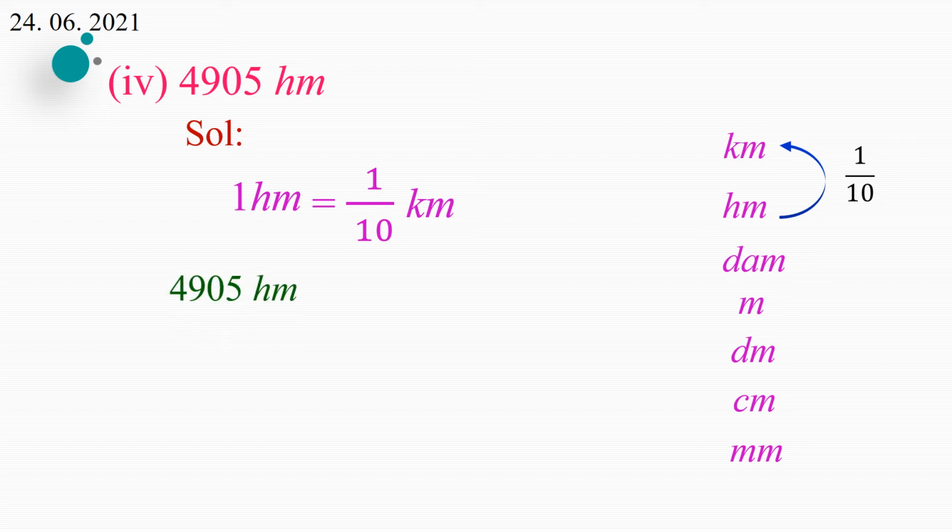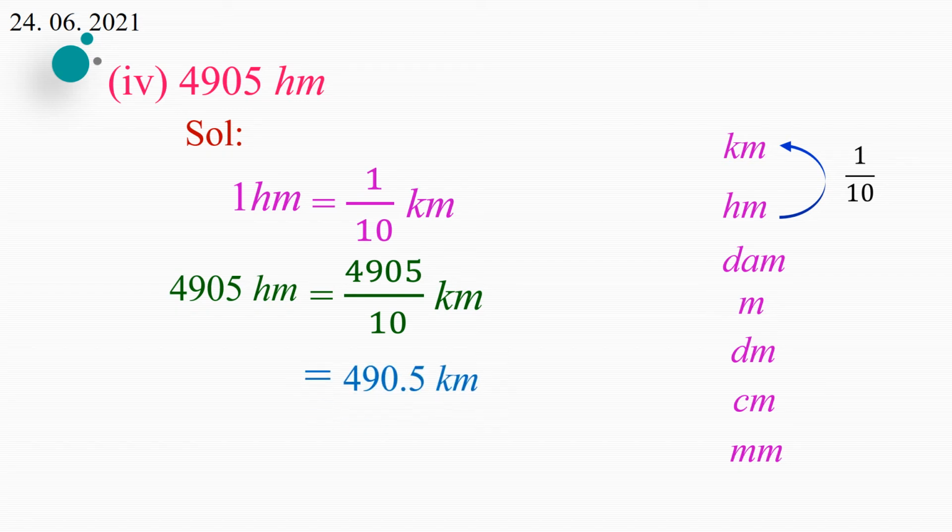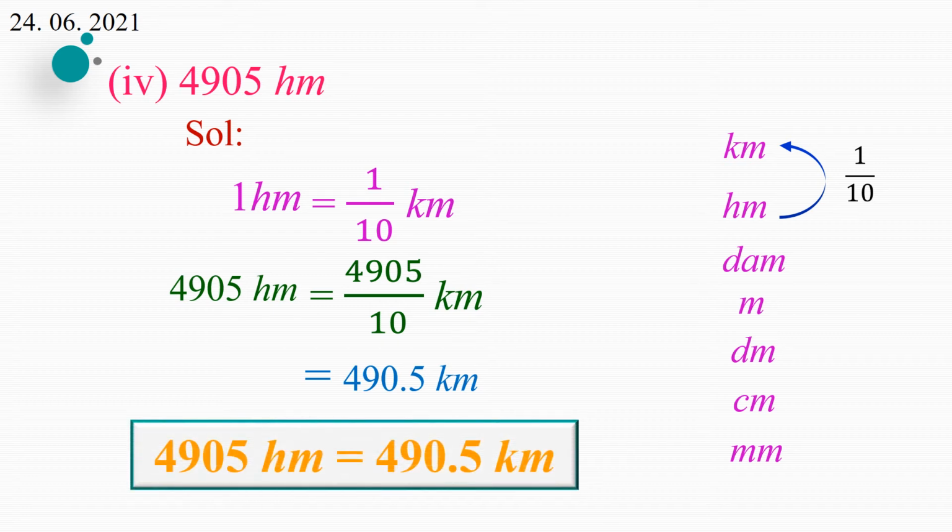Now substitute the value. 4,905 hectometer equal to, we get the expression is 4,905 by 10 kilometer. The decimal point moves 1 place to the left. We get the answer is 490.5 kilometer. Therefore, 4,905 hectometer convert to kilometer. We get the answer is 490.5 kilometer.